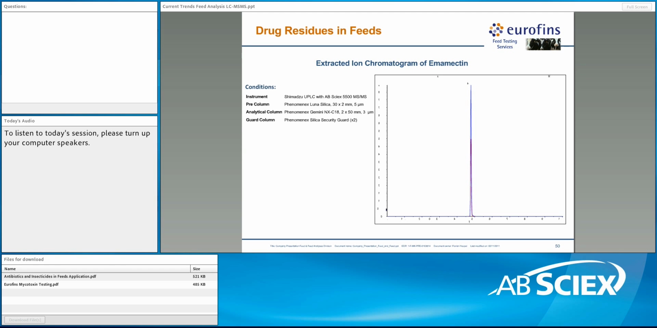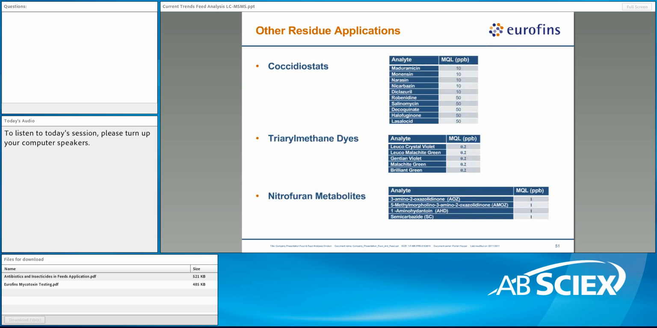Same thing, one of the more sensitive compounds is emamectin, and see the very nice symmetrical peak for emamectin in this, a very, very highly sensitive peak. I think this is a 0.5 ppb analytical standard.